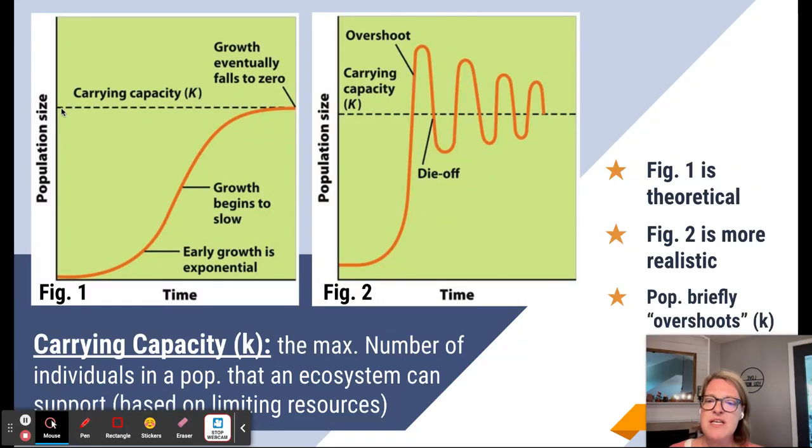So the theoretical piece, why we even look at this figure one right here when we're talking about carrying capacity, is because if we were to look at the average survivability of this population, it's going to balance out to this zero growth once it reaches the carrying capacity. Okay. Other things to know about this is that carrying capacity is represented as a K.